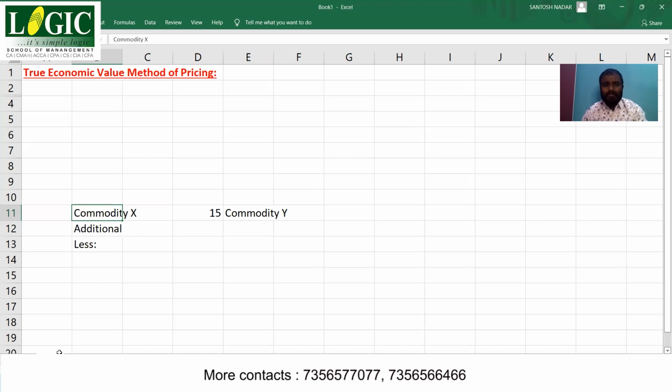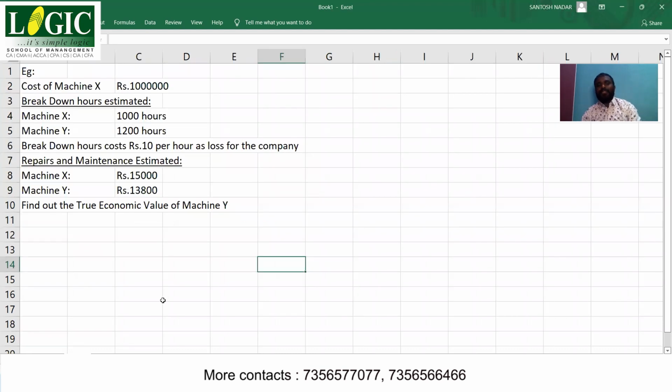I'll give an example with the help of which you can definitely understand what exactly is the true economic value of a machine, a product, a commodity, anything that you sell. Let us take, for example, the cost of machine X. Cost of machine X means from the customer's point of view; the selling price of machine X is from the company's point of view. The selling price of machine X is rupees 10 lakhs.